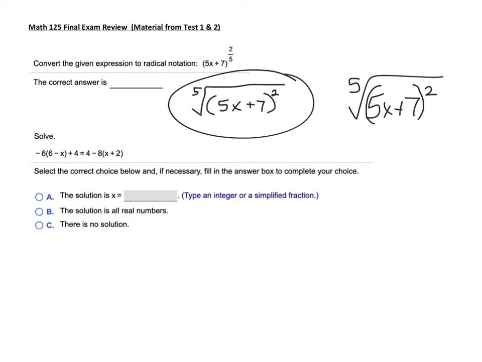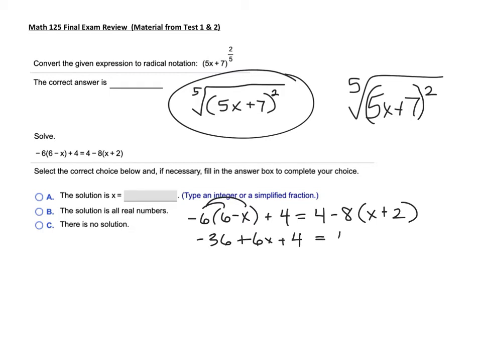Okay, for the second one, we're just doing basic equations here. So remember when we do basic equations, our first step in this case is to get rid of our parentheses. You can do that by distributing through. And we do the same thing on the other side, distributing -8 through. Now we want to combine anything that's common. So -36 plus 4 gives me -32. And same thing on the other side, 4 minus 16 is -12.